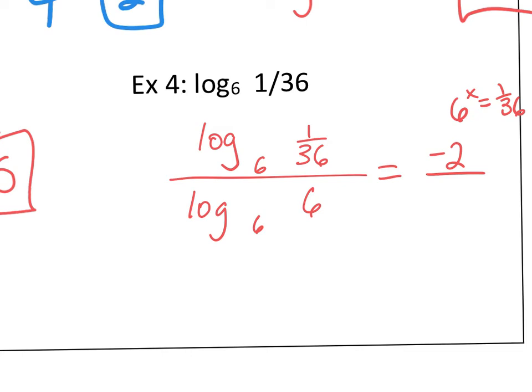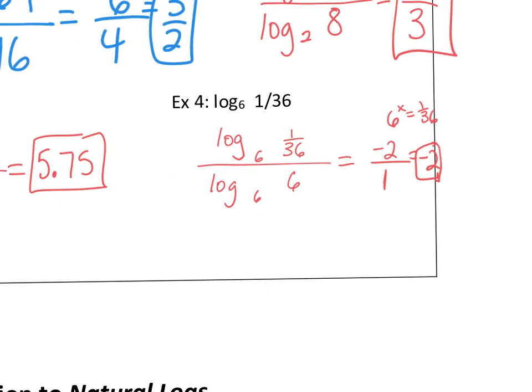Okay? And then 6 to what power is going to equal 6? To the first power. Okay? So negative 2 over 1 is just negative 2. All right? Questions on that?